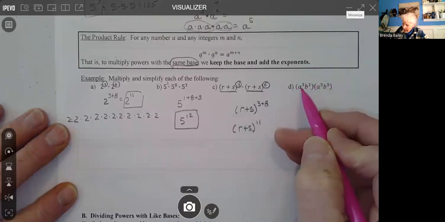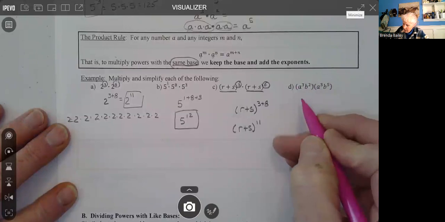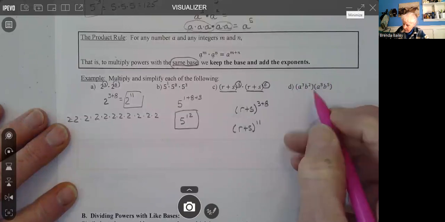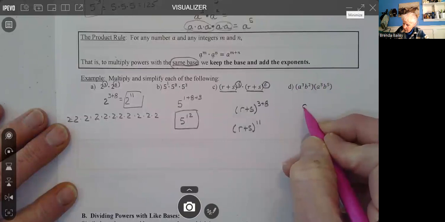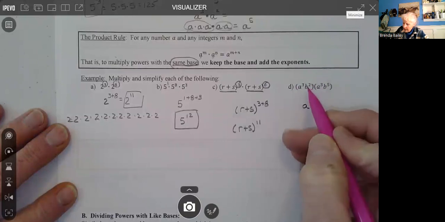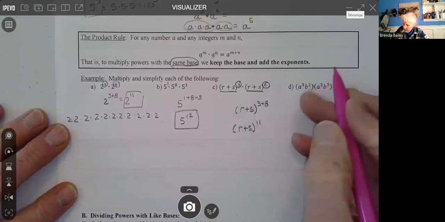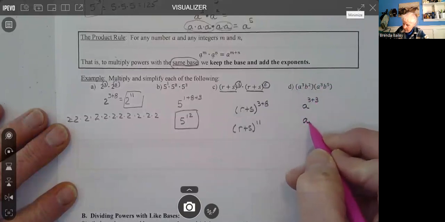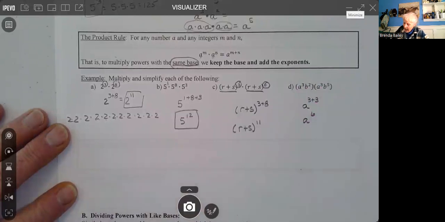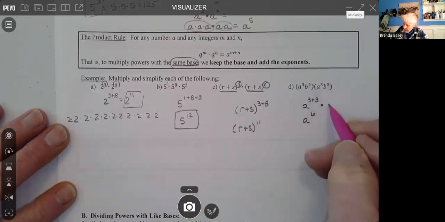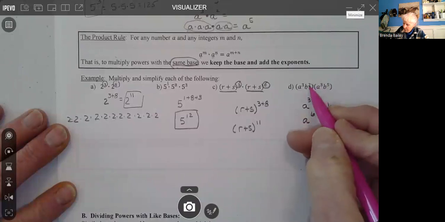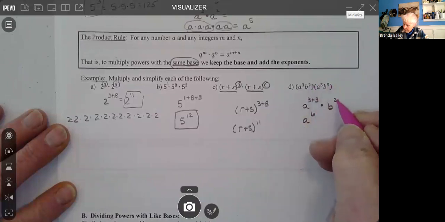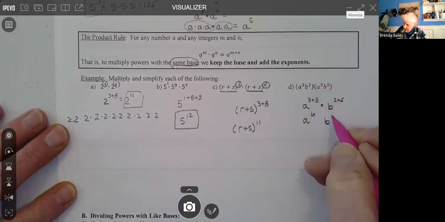So we've got A and an A. I'll come back and talk about the coefficients in front. I have a common base of A, so then I take 3 plus 3, and that gives us A to the 6th. Times, and I'm just going to put a dot there for times. You can use parentheses or nothing at all. I have another base of b, and it has a 2 plus 5, which is b to the 7th.